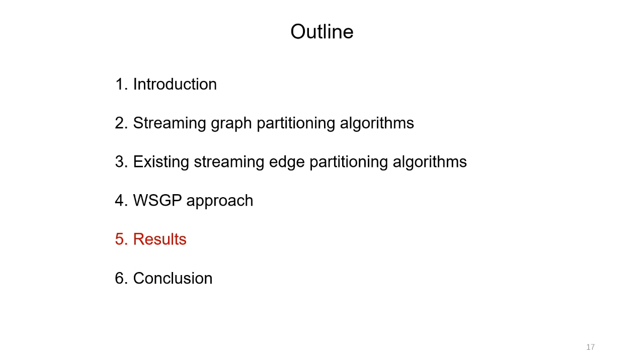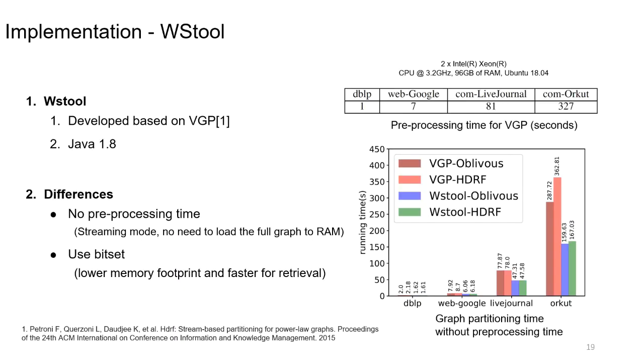For experimentation, we use a full dataset. We developed a partitioning tool inspired by WSGP. There are 2 main differences compared with WSGP. In WS2, we don't need to load the full graph into memory, so there is no pre-processing time. For example, WSGP loading a graph called the con-cut dataset uses 327 seconds. It's a huge time. And second, we use a bitset implementation, which has a lower memory footprint and is faster for retrieval.